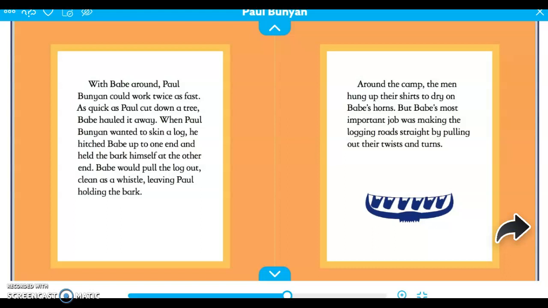When Paul Bunyan wanted to skin a log, he hitched Babe up to one end and held the bark himself at the other end. Babe would pull the log out clean as a whistle, leaving Paul holding the bark. Around the camp, the men hung up their shirts to dry on Babe's horns. But Babe's most important job was making the logging road straight by pulling out their twists and turns.